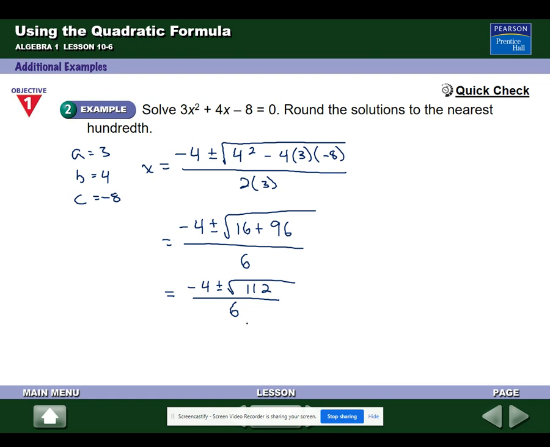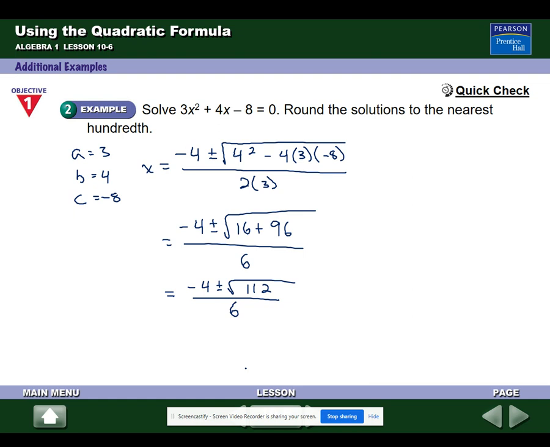A second thing that you could do would be to take the square root of 112 and figure out what that number is. You might use the store feature on your calculator then, and then negative 4 plus that number after you've square rooted it, right? And then divide that number by 6, and then negative 4 minus the same thing. You could do it that way. I'm inclined to do it this way.